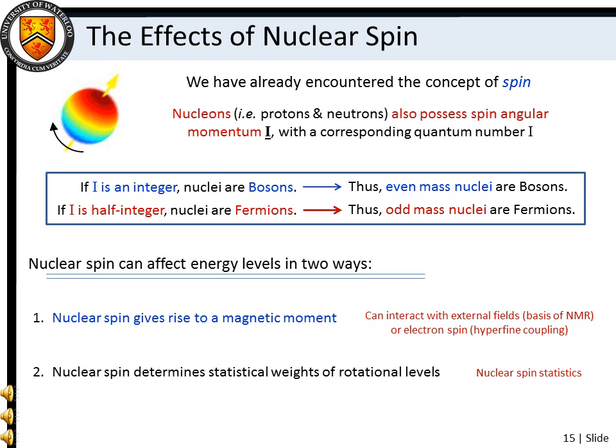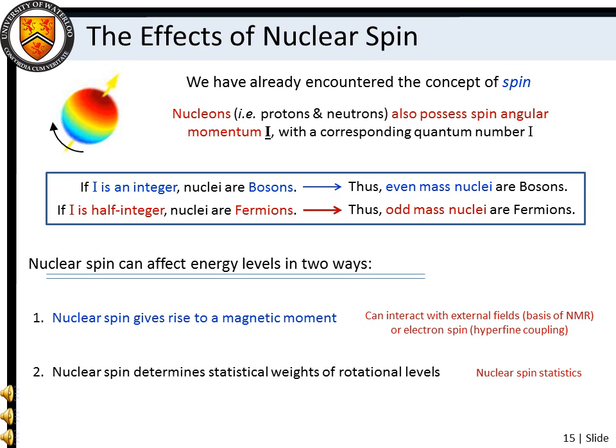The effects of nuclear spin are an important consideration in spectroscopy. Nuclear spin can affect the energy level structure of a molecule in 2 ways. First, like electron spin, nuclear spin gives rise to a magnetic moment. The nuclear magnetic moment can interact with the electron magnetic moment to give rise to hyperfine splittings in spectra, and it can interact with external magnetic fields to lift nuclear spin state degeneracies.